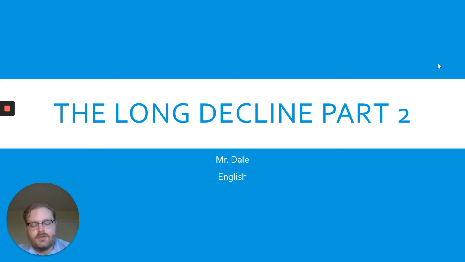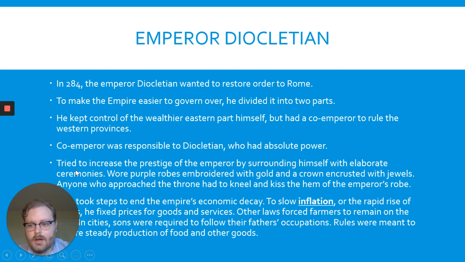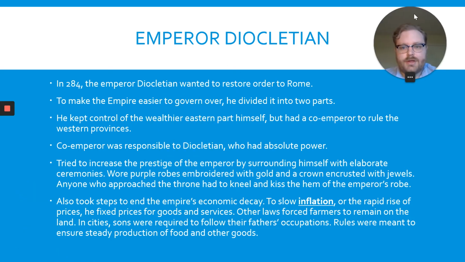Okay, guys, so we are going to continue to talk about the decline of the Roman Empire right now. This is the long decline part two, our second part talking about this. All right, so we need to talk about Emperor Diocletian first.